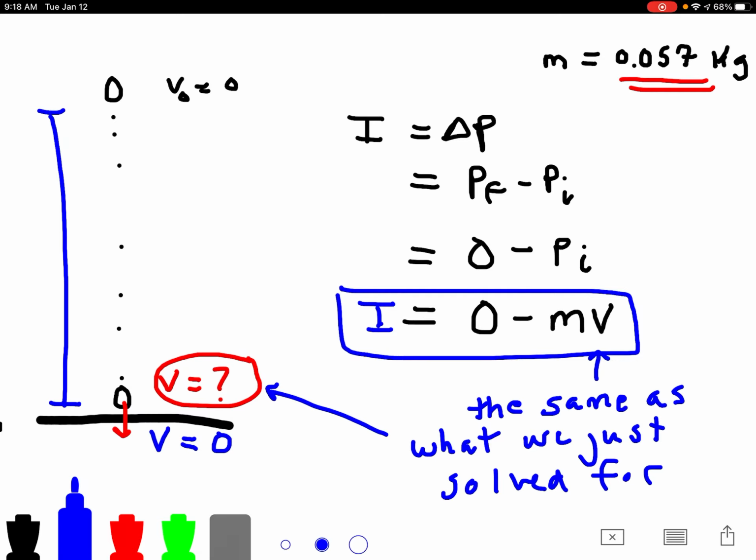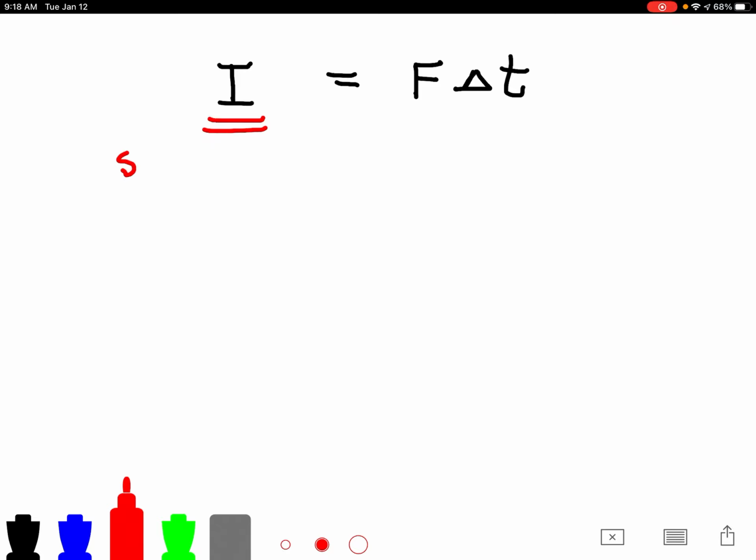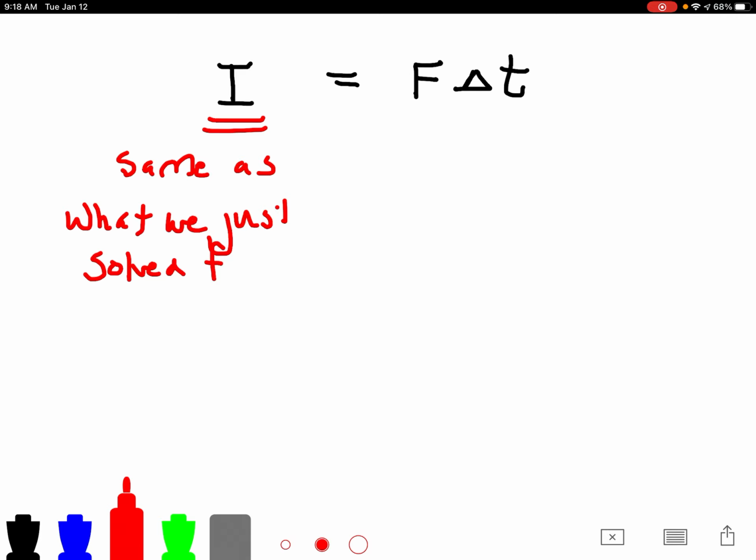All right, and then for our last part, the minimum impact time. So we are going to make use of the fact that impulse is related to the force times the time. Impulse is equal to force times delta t. We just solved for this, same as what we just solved for. So we know what I is. And then it's just the question, we don't know what F or delta t is.